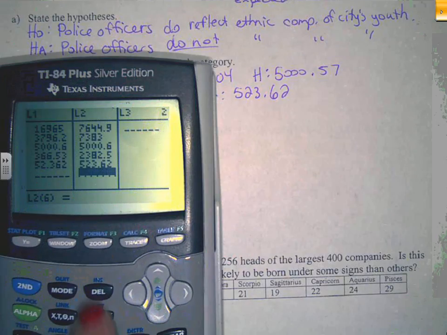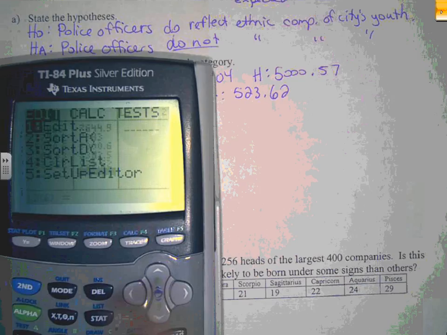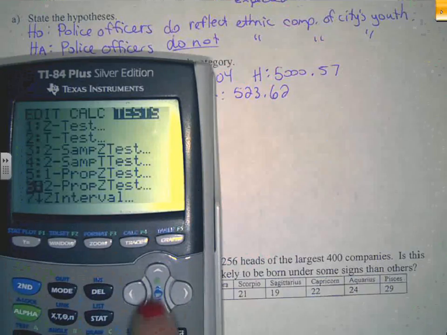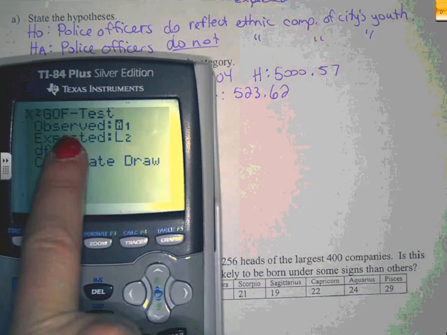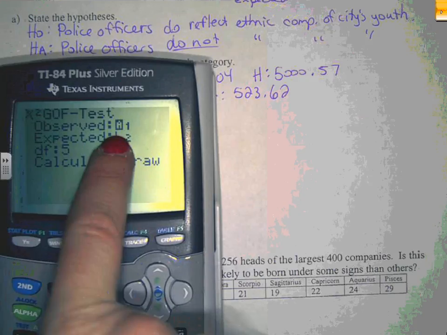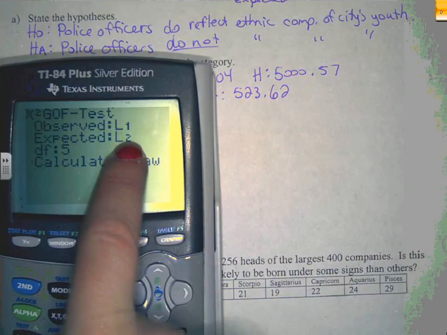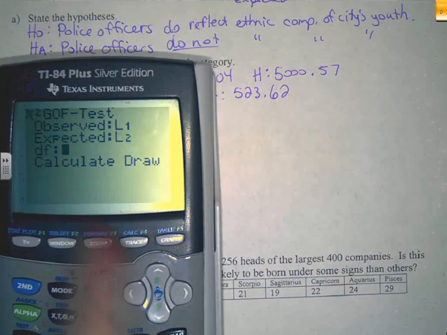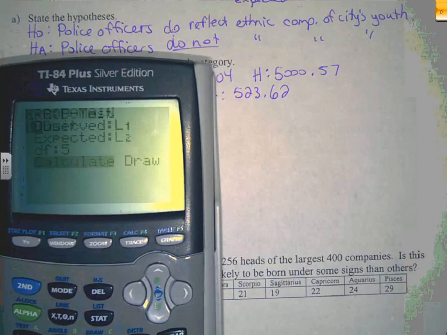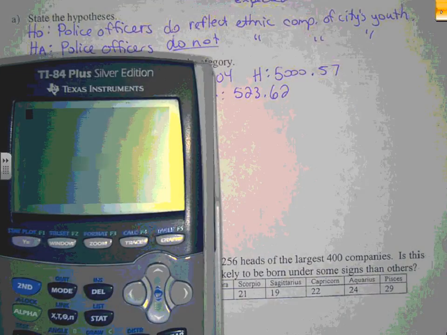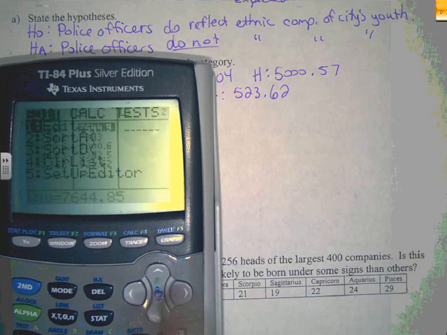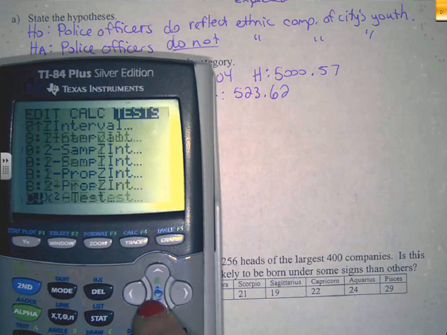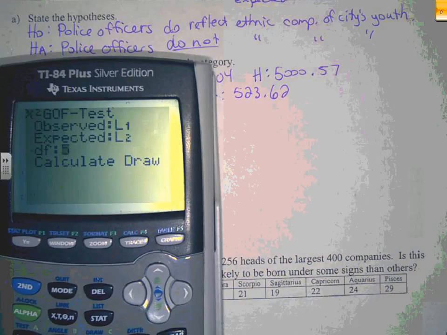Okay, now you should be able to run the test. Let's try it. So go to stats and then test. And just make sure you do what it says. The observed should be in L1, expected in L2, degrees of freedom was 5. Still doesn't work. It still doesn't work. I know why though. I just remember it.